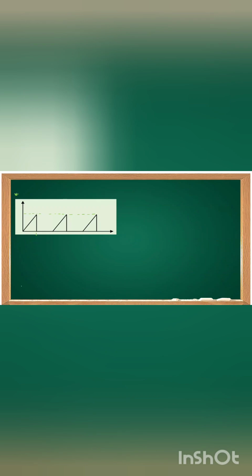For example, this is T, 2T, 3T, 4T, 5T. This is T, and the amplitude is A. Then how to calculate the average value? One method to calculate average value is the integration method. Or you can calculate the area under the curve.